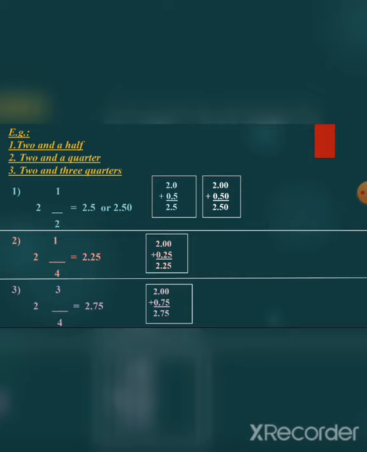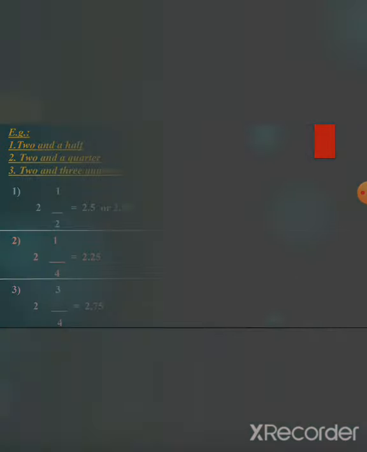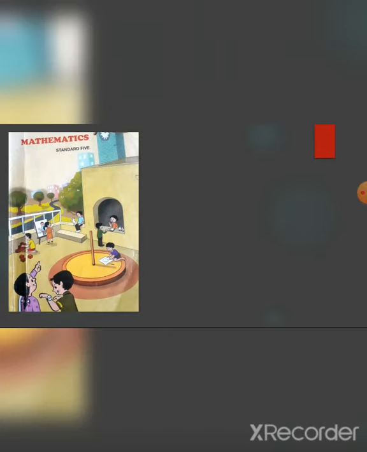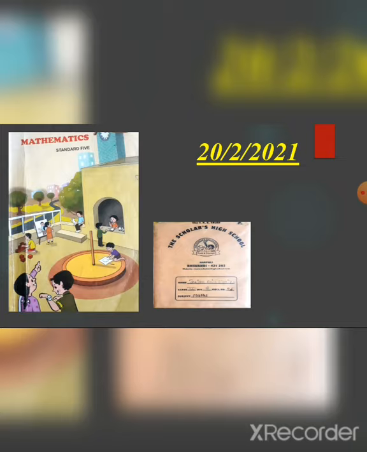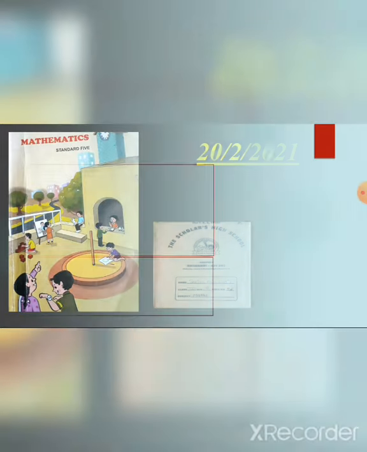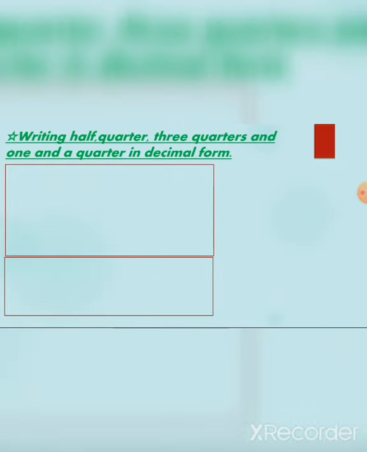Now let's start with our writing work. Students, take out your maths notebook, take out your maths textbook, open page number 56. In your maths notebook, take a new page, write today's date and start writing. Write on the very first line, writing half, quarter, 3 quarters and 1 and a quarter in decimal form. Leave one line and start writing. Write the heading half, then start copying this.